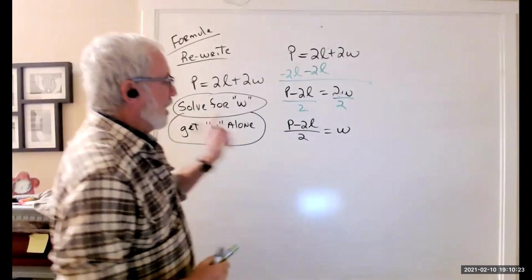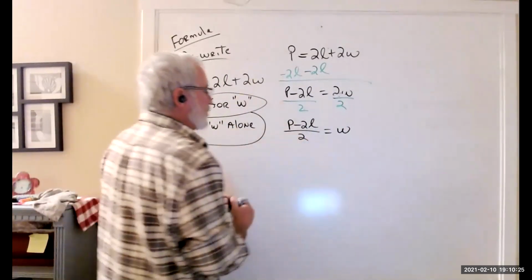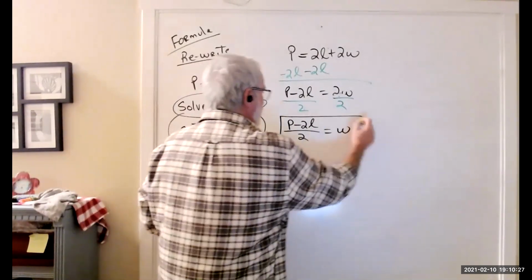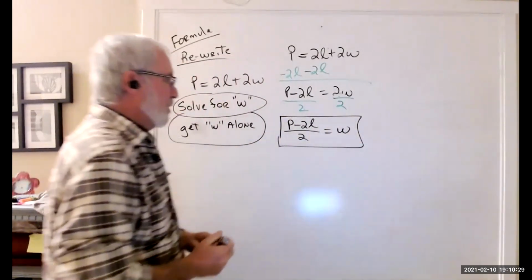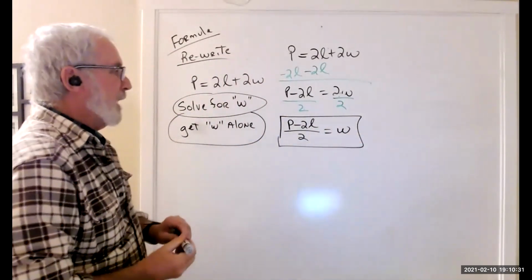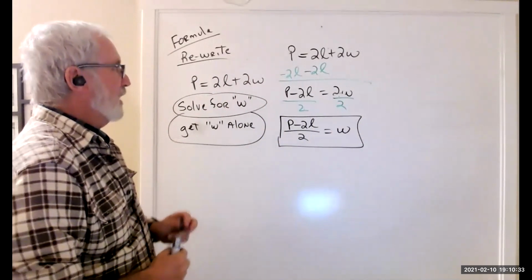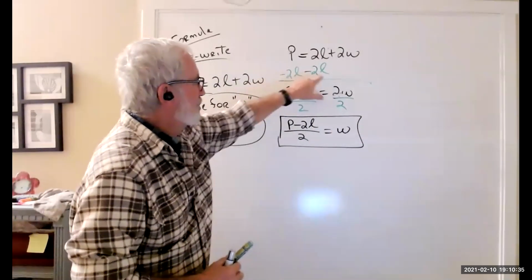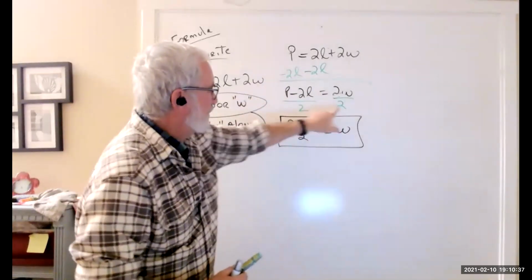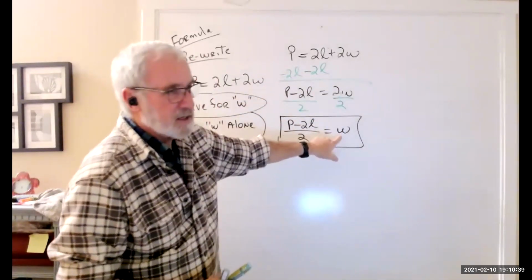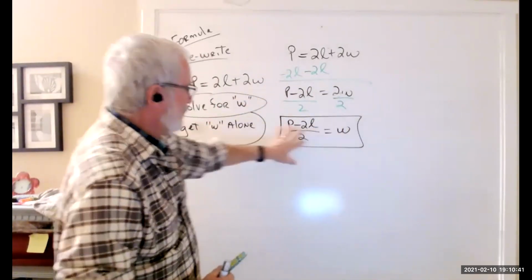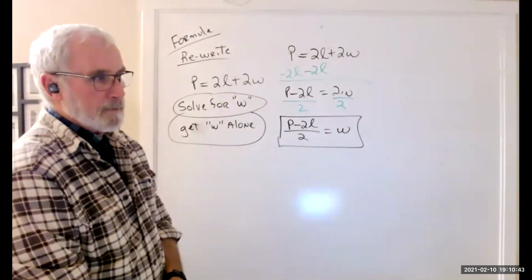This is the answer to the problem that I just asked. Solve for W. Get the W by itself. I took away 2L from both sides. Then I divided both sides by the 2 to ultimately get W by itself. So this is what the answer would look like.